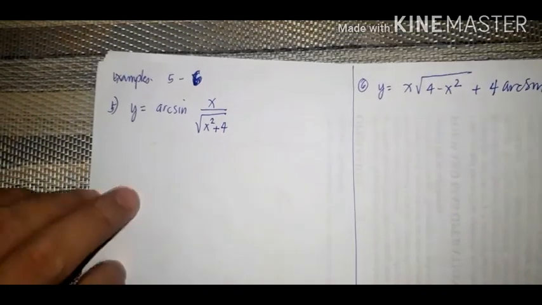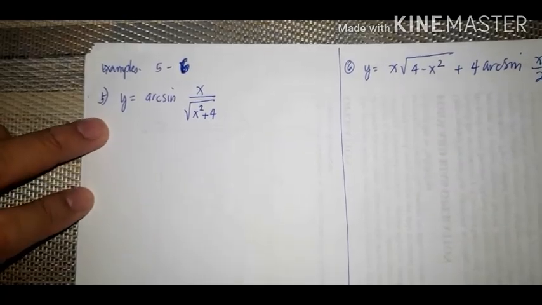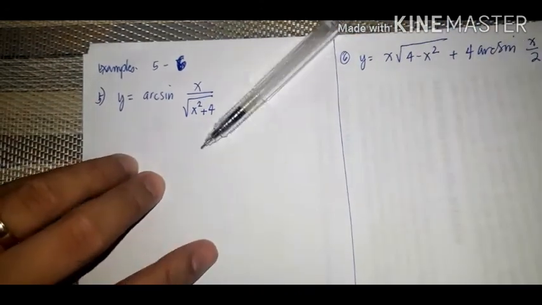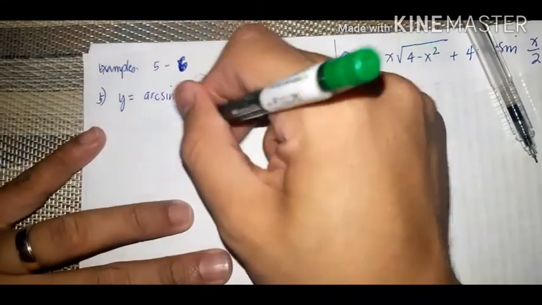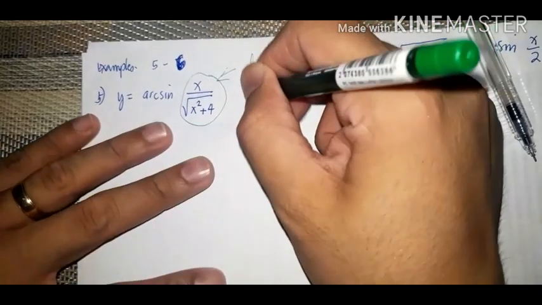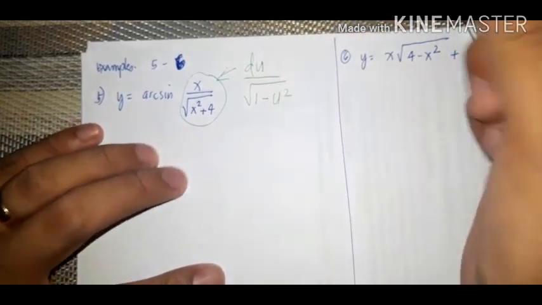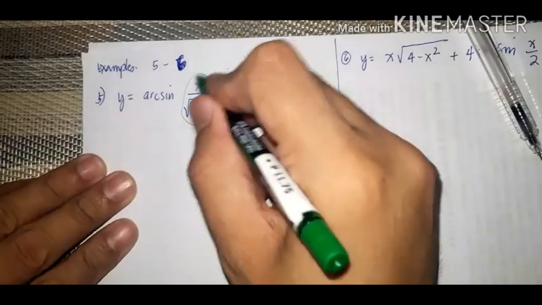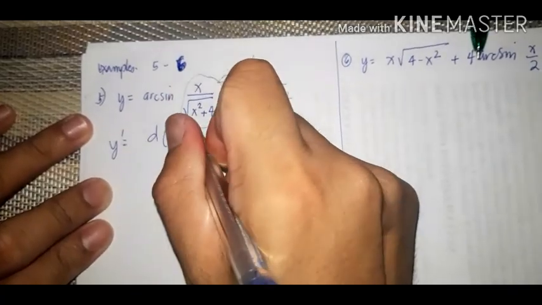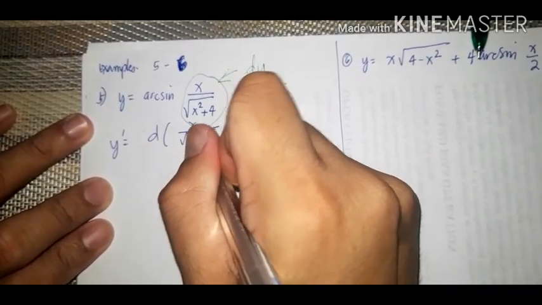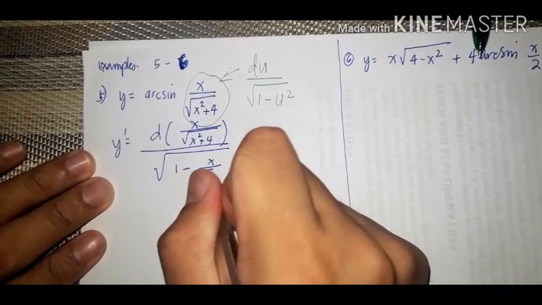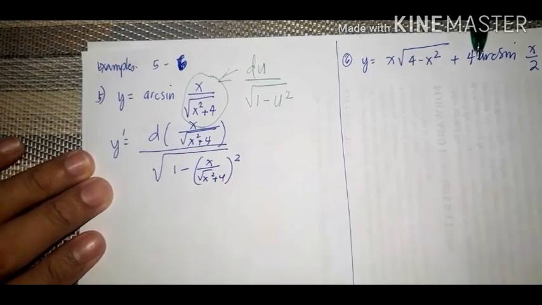So, we have example number 5 and 6. This is arcsine of x over square root of x squared plus 4. So, in this case, ito na magiging komplikado na tayo. So, ito na yung magiging u. So, that's du over the square root of 1 minus u squared. Kasi arcsine siya. So, ang u mo is this one. So, using the formula, y prime is derivative of x over square root of x squared plus 4 over the square root of 1 minus x over square root of x squared plus 4 square.